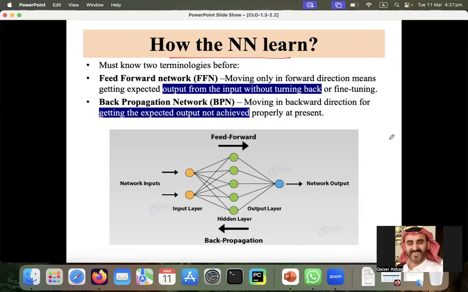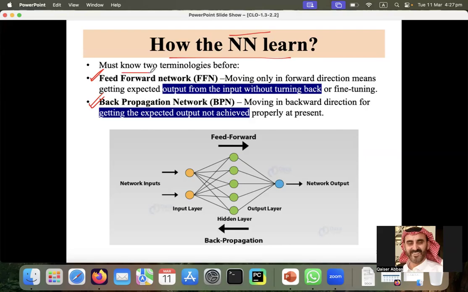We already did this discussion in the beginning, and now the question is how the neural network will learn. To answer this question, first we have to go through two terms: what is feed forward and what is back propagation. Only then can we understand how a neural network learns, because in the training phase, when the neural network optimizes its weights, it goes back and forth, back and forth, during training. So you have to understand what a feed forward network is, which will also give you the definition of a feed forward neural network, and the other one is the back propagation network.